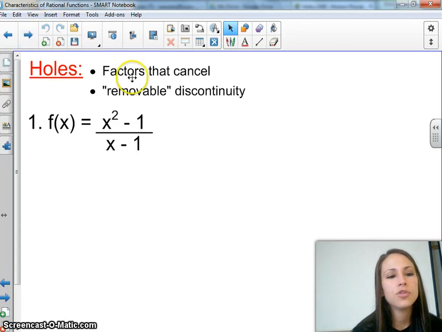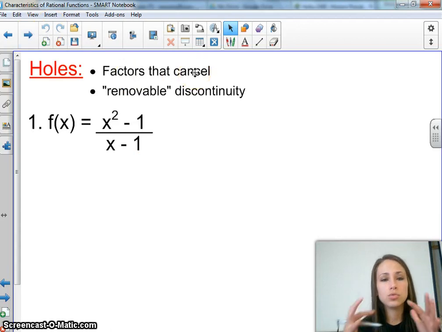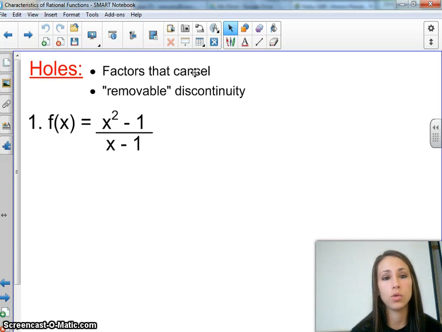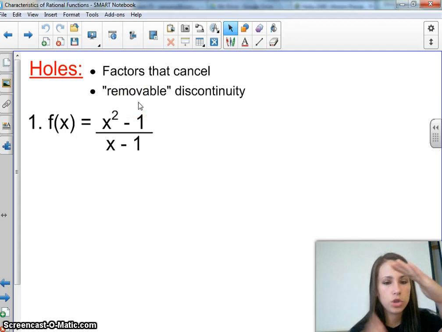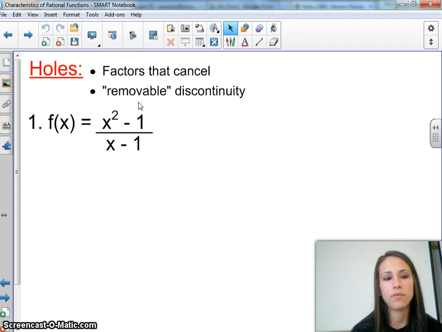And so these are factors that cancel out. So when you do your factoring and then you have a factor that cancels, that's what gives you a hole in a graph. And so these are called, when you get to calculus, removable discontinuities, because when you cancel them, instead of creating an asymptote like it would normally, since that factor cancels, there's going to be a hole in the graph at that point.